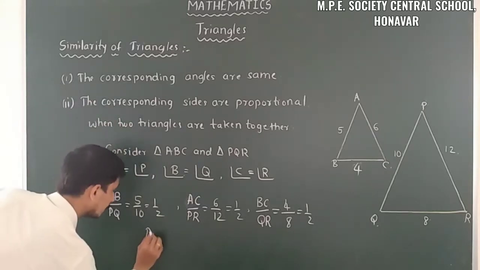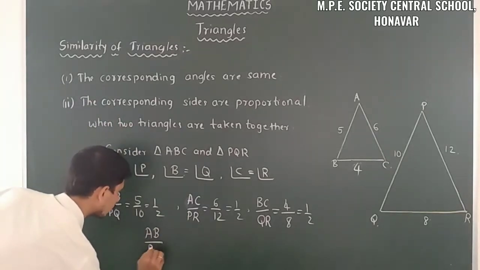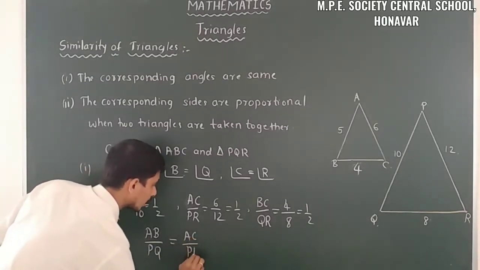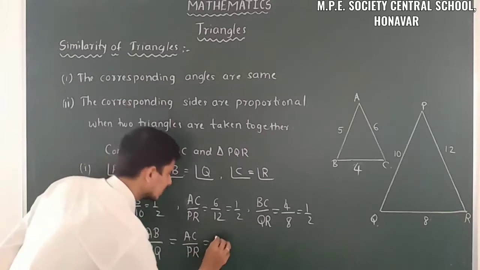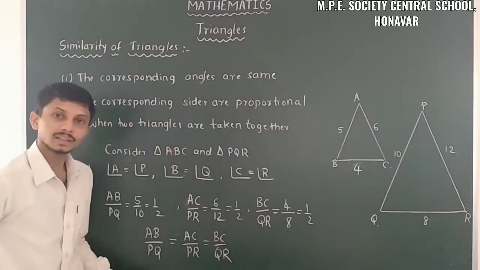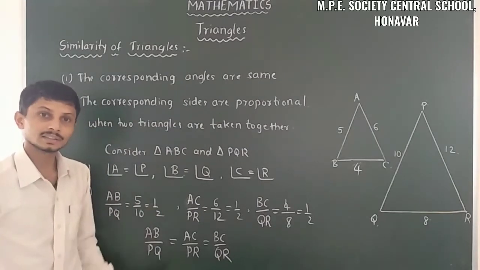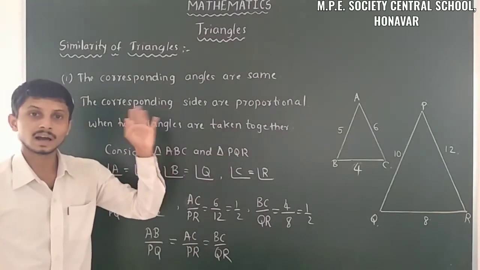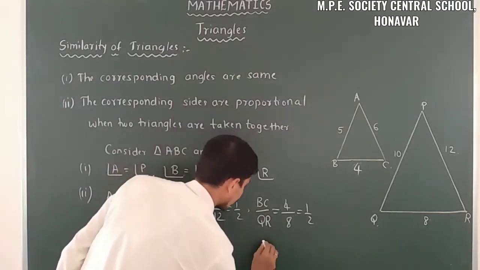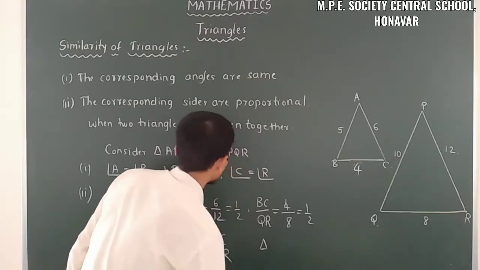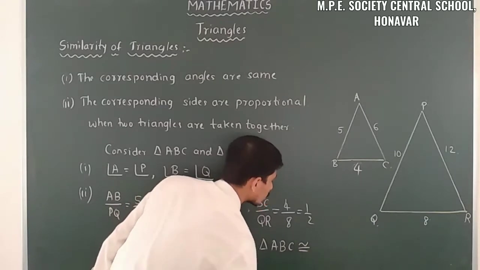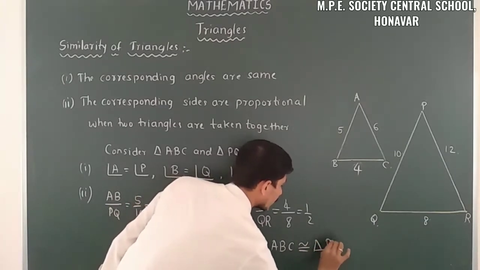That is AB by PQ is equal to AC by PR is equal to BC by QR. So when it happens, we consider those two triangles as similar. So that's why we can write it as, here I will write after that, triangle ABC is similar to triangle PQR.